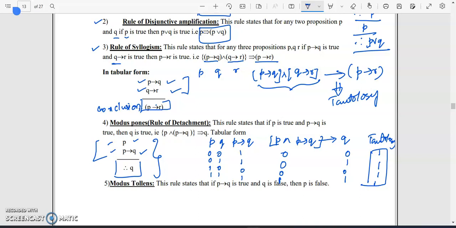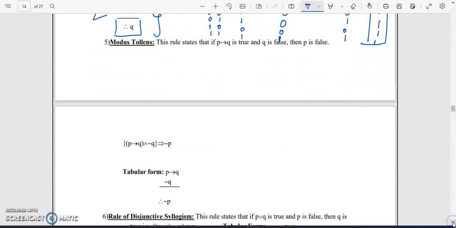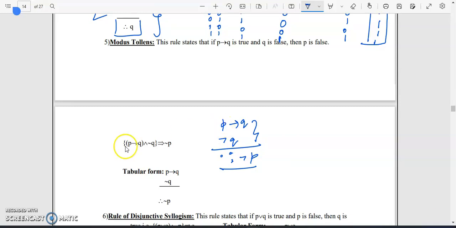Okay, now the next rule is modus tollens. So what is modus tollens? Modus tollens says when I have P implies Q and negation of Q, when both are true, then negation of P must be true. This also we can verify the same way using a truth table. Find the truth value of this, find the truth value of this, take and, and the result of and we have to take implication with the conclusion. We should get a tautology. This way of representation is called the tabular form.